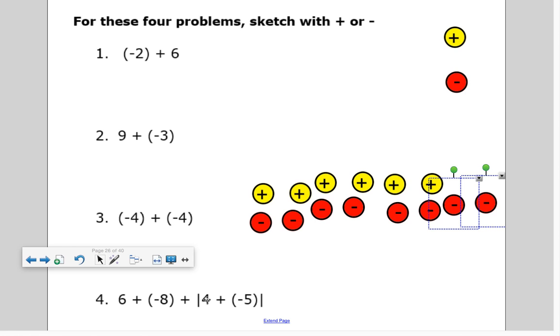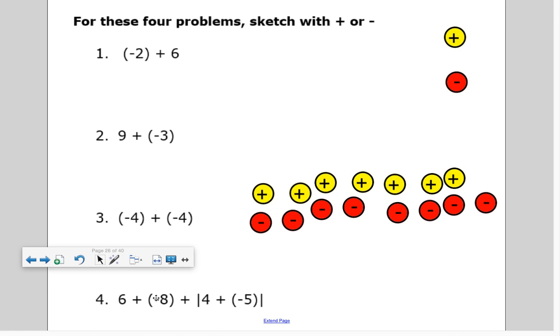Plus, let's do the absolute value. So what is 4 plus -5? Let's see, if I put 4 positives with 5 negatives, what do you have more of? I have more negatives by 1. But what's the absolute value of -1? How far is -1 from 0? 1 unit. So it's +1. So the final answer is -1.